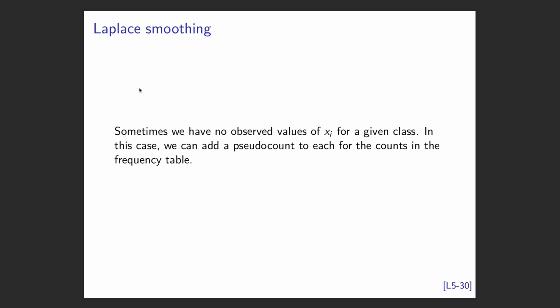Occasionally, you'll find they talk about a thing called Laplace smoothing. Sometimes you have no observed values for xi for a given class. In this case, we can add a pseudo count to each of the counts in the frequency table. They found that sometimes when you have these cases where you're not observing data at that point, it's hard to separate. If you think about that probability, the probability that y equals k, let's go back to it.